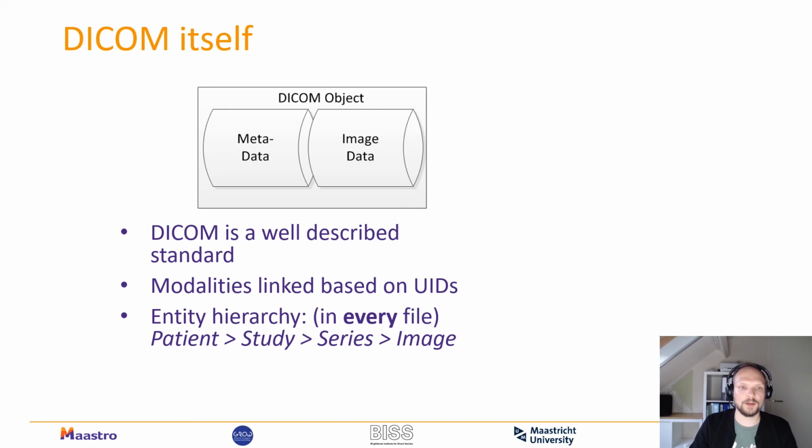And we know that the DICOM standard is around from the 80s actually. And we know that modalities, so a CT and a PET scan or CT and an RT struct, are linked based on unique identifiers, UIDs. And we know that there's a hierarchy in every file. So every file contains information on the patient, on the study, on the specific series, so the specific CT scan, and the specific image, so the specific slice of a CT scan, for example.